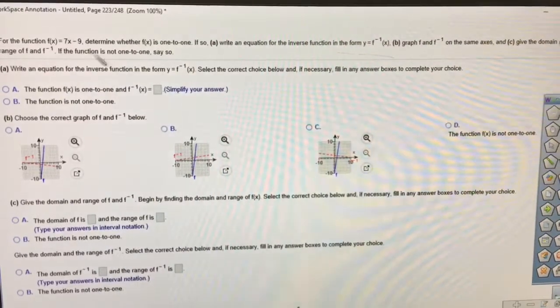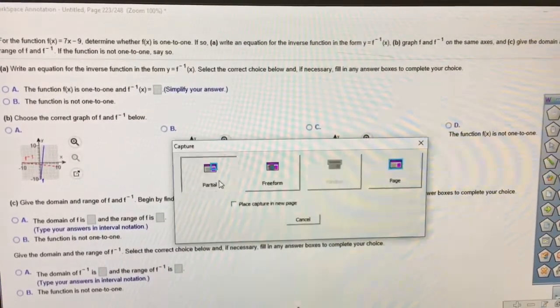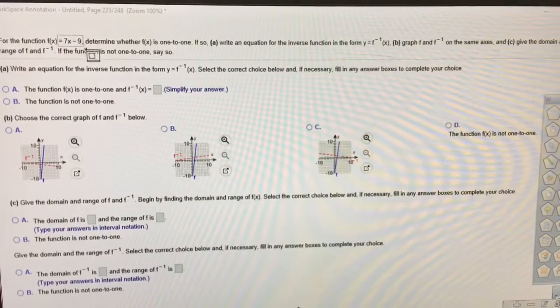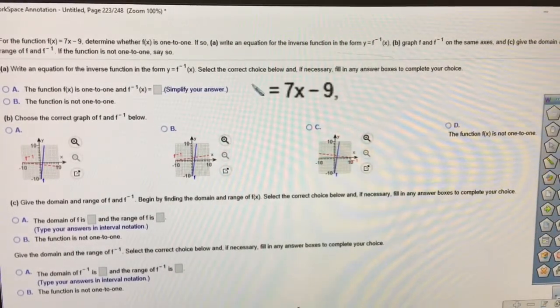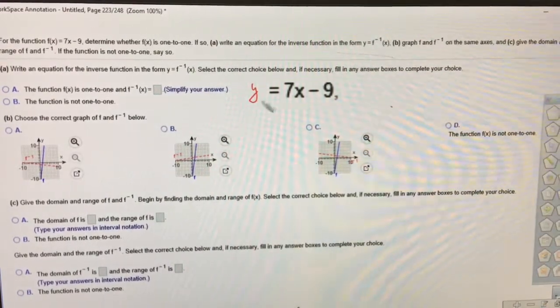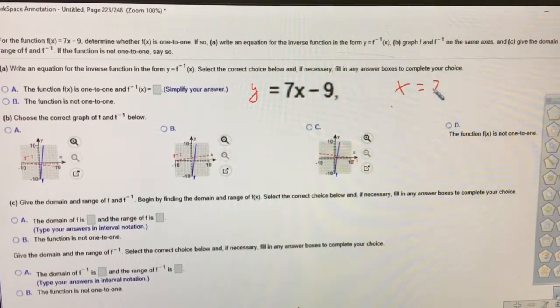It's a big problem. Notice I have the equation 7x minus 9. They want me to find the inverse of y equals 7x minus 9. So I'm just going to make that a little larger. First step, I have to flip-flop the x and y. So that's going to give me x equals 7y minus 9.